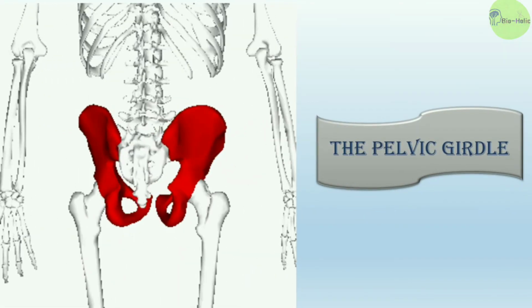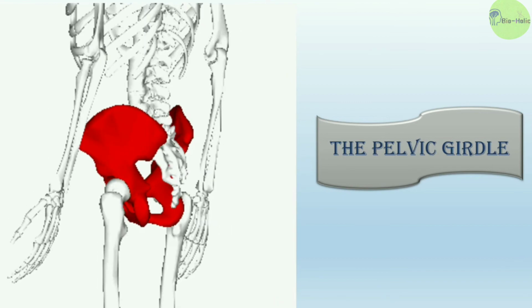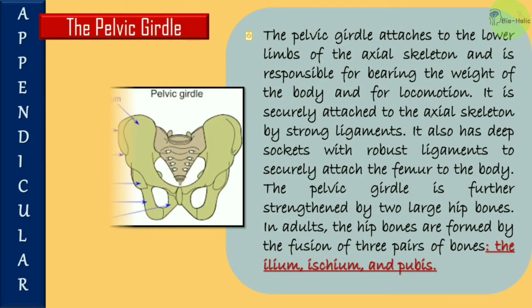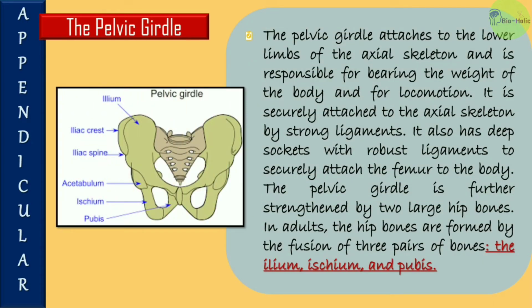Next, the pelvic girdle. The pelvic girdle attaches to the lower limbs of the axial skeleton and is responsible for bearing the weight of the body and also for locomotion. It is securely attached to the axial skeleton by strong ligaments.